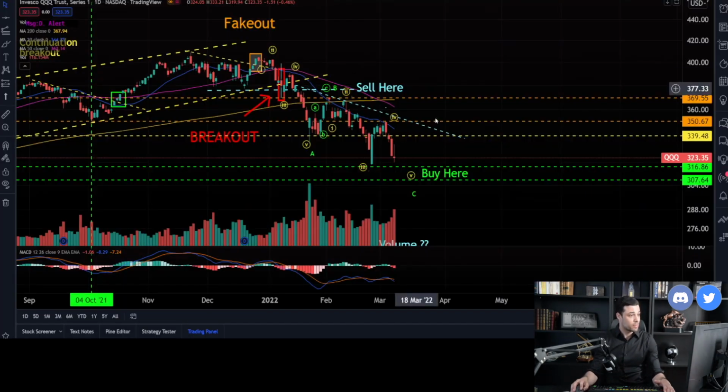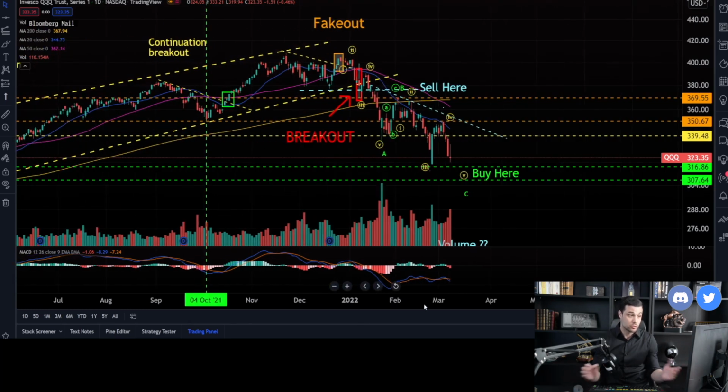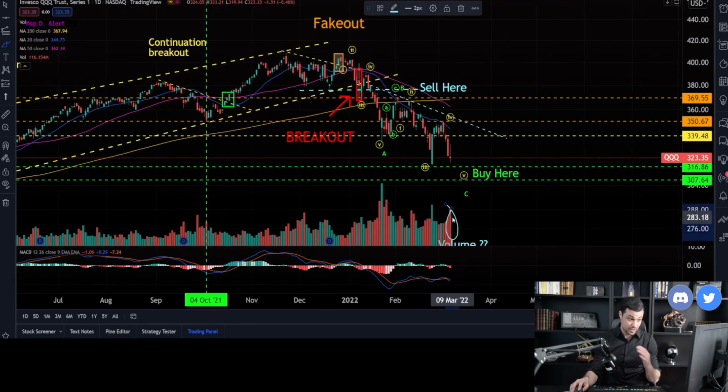Okay, now let me give you my levels on QQQ. I'm not going to do the same analysis. It's the same thing, guys, increasing volume. As you can see on the red day, we didn't complete the fifth wave of the C wave. The level is here, 307. So I think we might go there, guys.